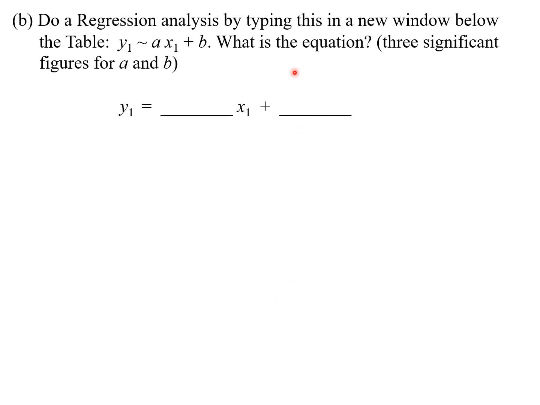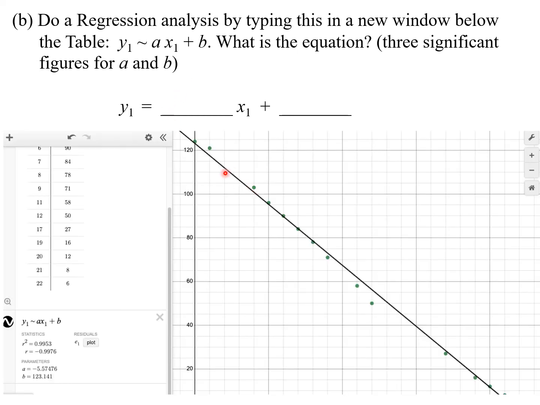So we're going to do a regression analysis on this by typing that into a new line in Desmos. And when I typed that in, I got this. It drew the regression line, the best fit line, and then it gave me some tabular data. They gave me some numbers here. R squared describes how linear it is, and it's pretty darn linear. Correlation coefficient of 0.9953. That's pretty good.